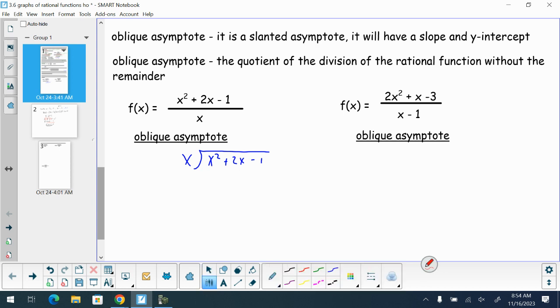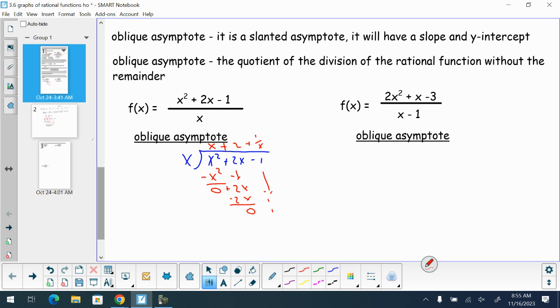x goes into x squared, x times. x goes into 2x 2 times. We have x squared. This subtracts down to 0. Drop your 2x down. x goes into 2x 2 times. So we have 2x. We subtract. We get 0 there. Bring down your 1. x doesn't go into 1. Our remainder is 1.